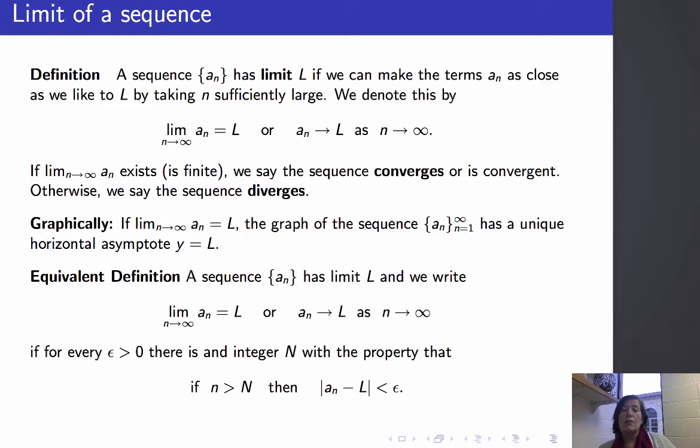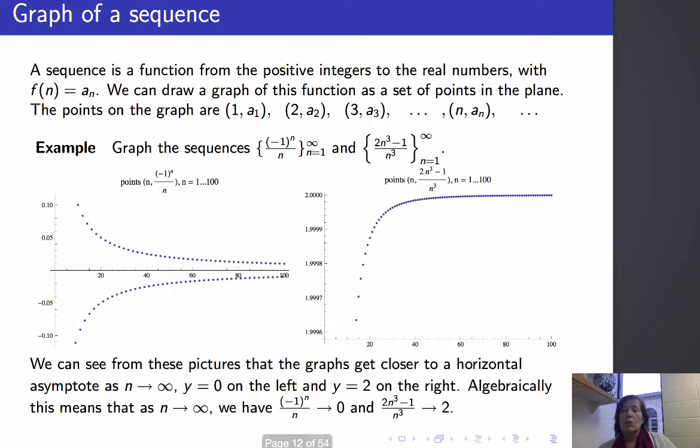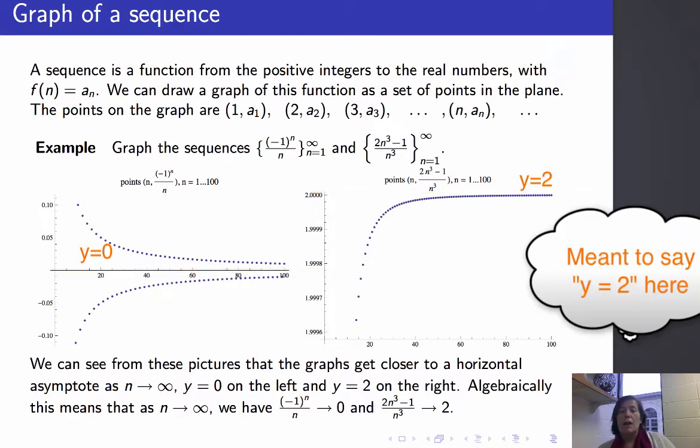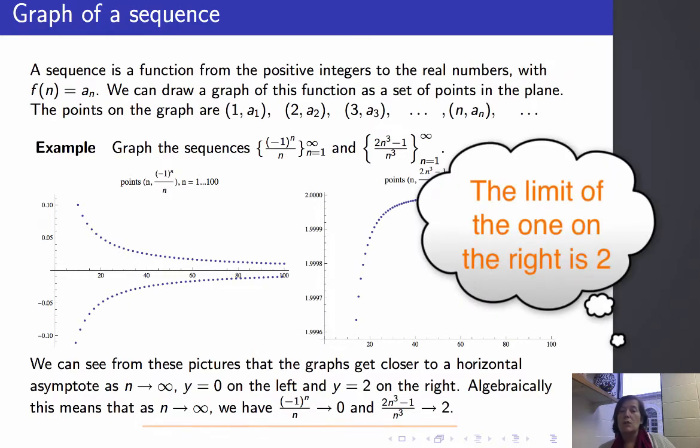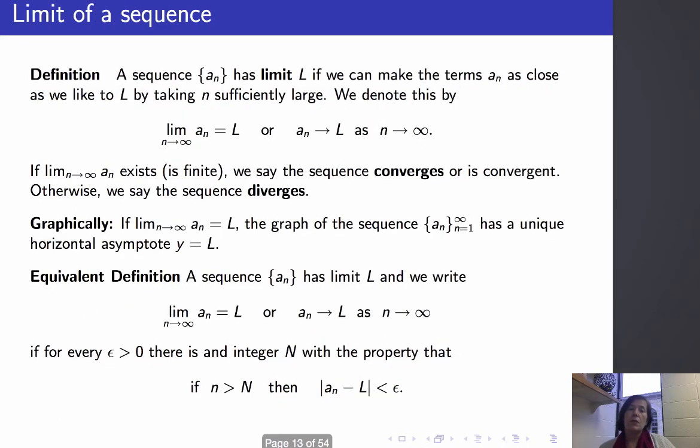Graphically, if this limit exists, then the graph of the sequence has a unique horizontal asymptote, and that asymptote is y equals L. So we saw for our previous two sequences, both of the graphs have horizontal asymptotes. The one on the right has a horizontal asymptote y equals 2, and the one on the left has a horizontal asymptote y equals 0. So the limit of the sequence on the left does exist, and it's 0, and the limit of the one on the right exists, and it's 2. So both of these sequences converge.